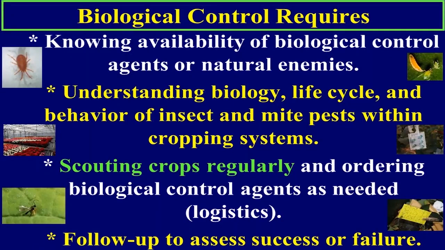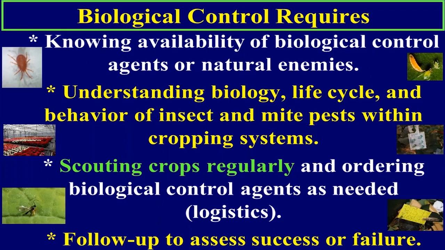So you're going to start a biocontrol program. What are the requirements? Well, you have to know the availability of biocontrol agents or natural enemies by looking at some of the catalogs of the biological control producers and suppliers. Number two, you have to understand the biology, life cycle, and the behavior of the insect or mite pests within the cropping systems. Number three is scouting crops regularly, and I will dwell more on this on my lightning round, and ordering biocontrol agents as needed.